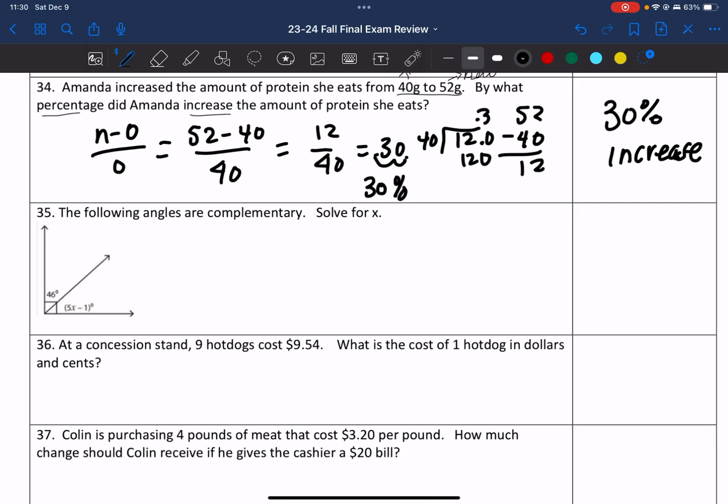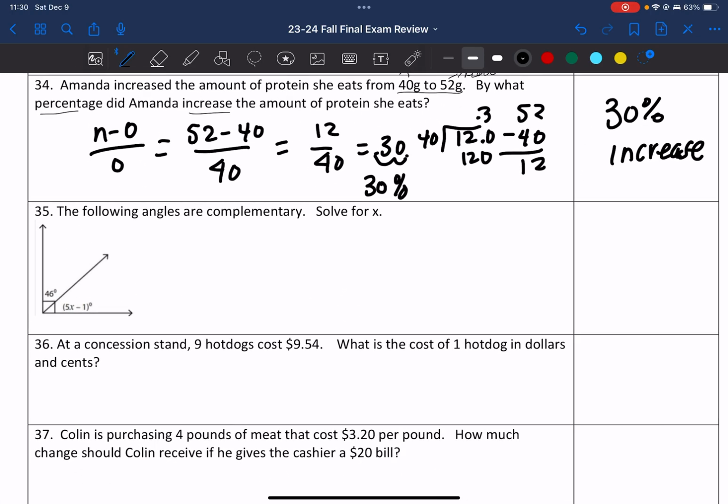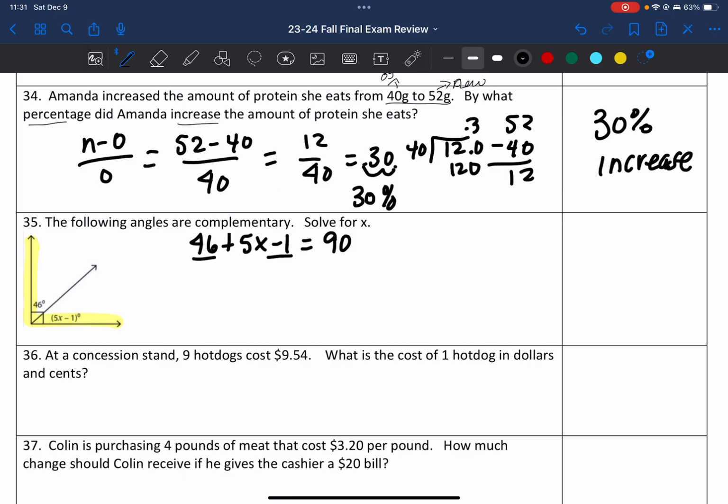Okay. The following angles are complementary. What does complementary mean? It's going to be a 90-degree angle. Also, you know that because guess what? This is a right angle, and right angles are 90 degrees. So we're going to add 46 plus 5x minus 1 is equal to 90. Okay, 46 and negative 1 are like terms because neither one of them has the x. So 46 minus 1 is really going to be 45 plus 5x is equal to 90.